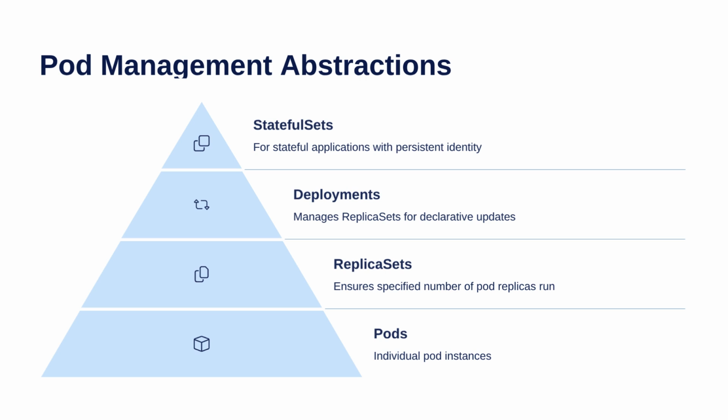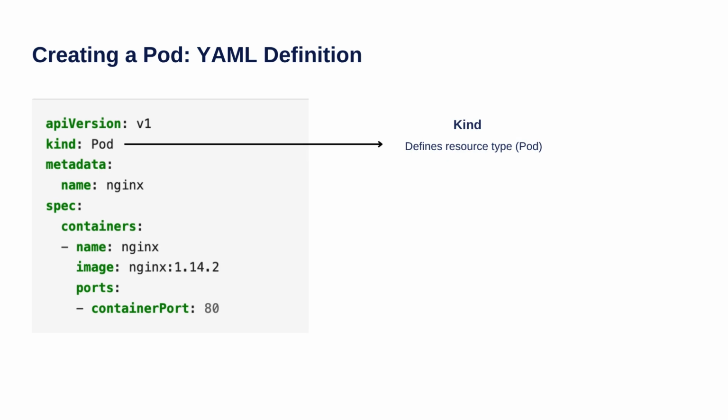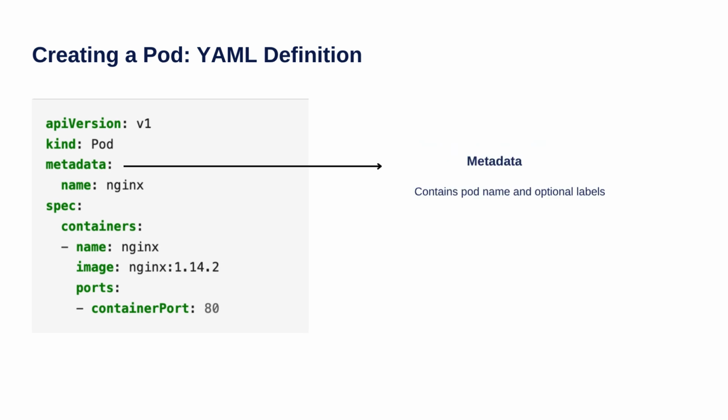Here's a simple example of a pod that runs a container. API version tells Kubernetes which version of the API you're using. You can specify what kind of resource you're trying to create. Under metadata, we give this pod a name.